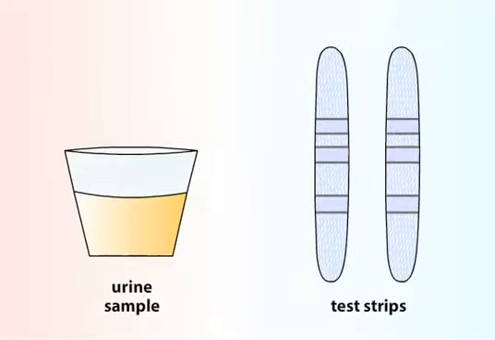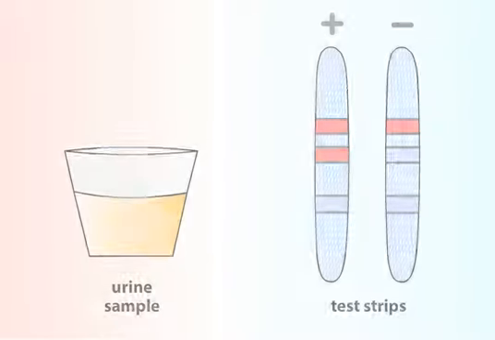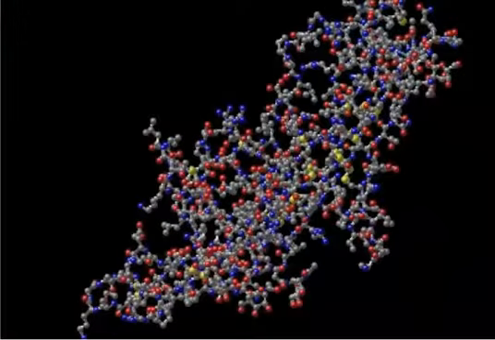A urine sample can be tested to determine whether a woman is pregnant. The number of colored bands on a test strip determines whether the result is positive or negative. The urine of pregnant women contains a hormone called human chorionic gonadotropin, or HCG.